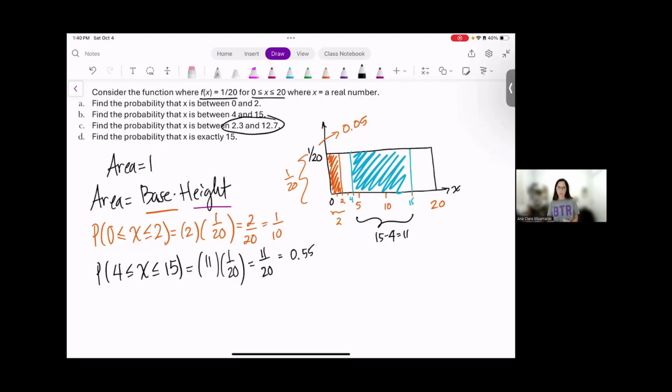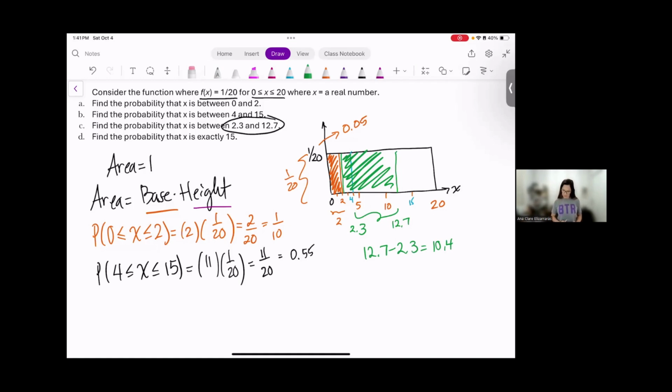What about 2.3 to 12.7? Now, I'm not going to be able to accurately just graph this out. 2.3, I would say, maybe it's right about here. And 12.7, maybe that's right about here. So the green area is here, and delete the blue for you. But I have the skills in order to calculate this. I just need to know how far it is from 2.3 to 12.7. So what I do is I find their difference. So 12.7 minus 2.3, I get 10.4. So that base is 10.4.